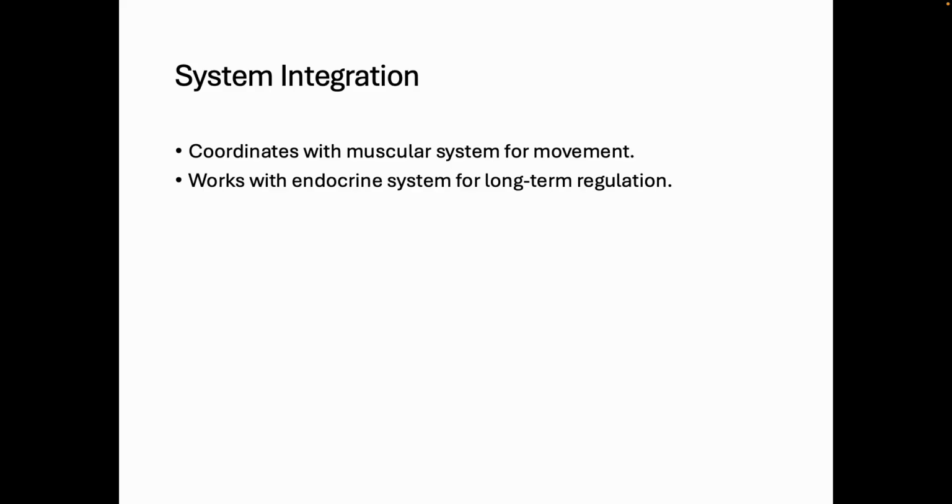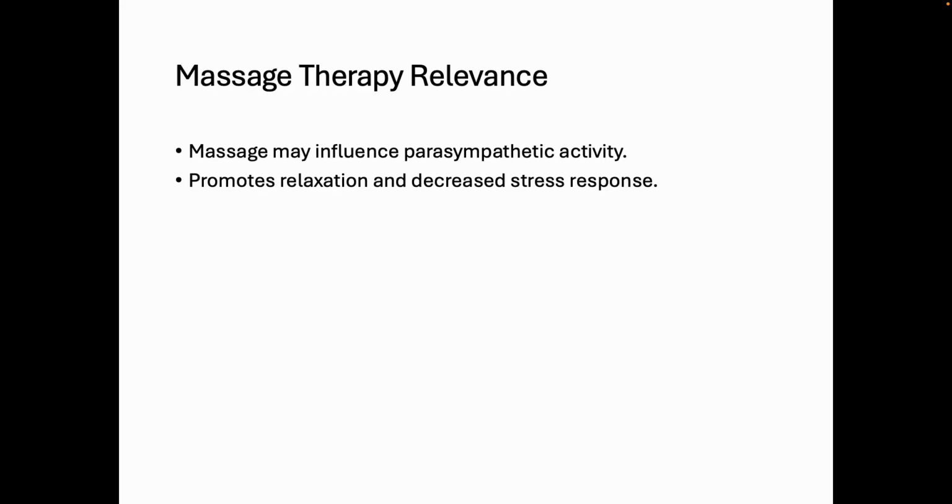So massage system integration. It coordinates with muscle system for movement. That's why you need to know about the nervous system. And it works with the endocrine system for long-term regulation, homeostasis of the body. So massage can influence your parasympathetic activity. It promotes relaxation, decreases stress responses, releases hormones, which will be endocrine, right?